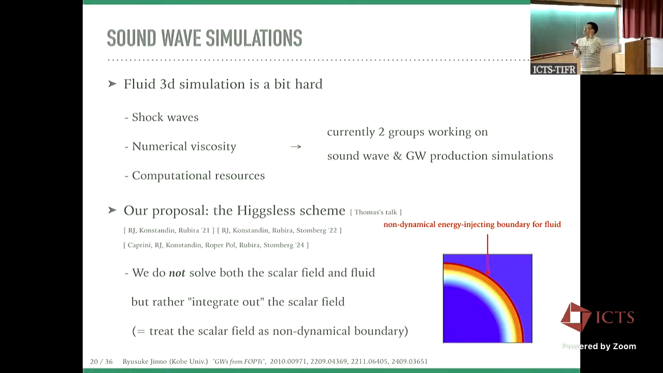And we are proposing the so-called Higgsless scheme. Higgsless scheme means that in this scheme, we don't have an order parameter field. Why this is possible, I will explain. In this scheme, we do not solve both the scalar field and fluid, but rather we integrate out the scalar field, which means that we treat this scalar degree of freedom as a non-dynamical boundary. And I will explain this in the next slide.